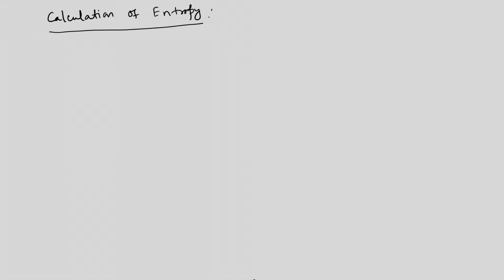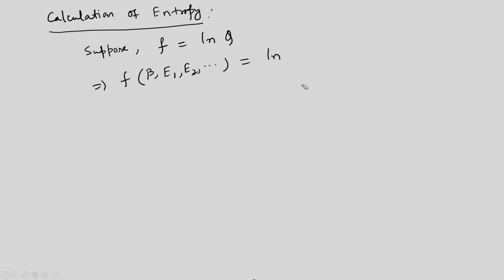Calculation of entropy. Suppose we are considering a function f, which is nothing but the log of the partition function. So, f as a function of e1, e2, etc. is ln Q, and what is the value of Q that we know? Q is nothing but the sum over j of e to the minus beta ej.